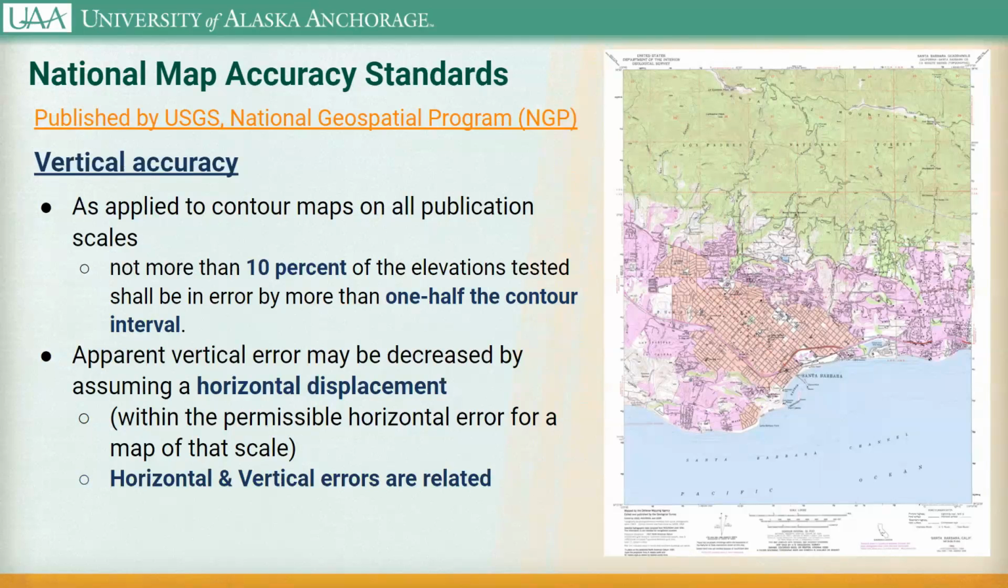So for the national map accuracy standard, not more than 10% of the elevations will be in error, and there must be a scale of acceptable error because no elevation that we measure as human beings is ever perfectly accurate. By more than 1/2 of a contour interval. So if you know an elevation at a certain point, that elevation must be correct within 1/2 contour interval of that known point.